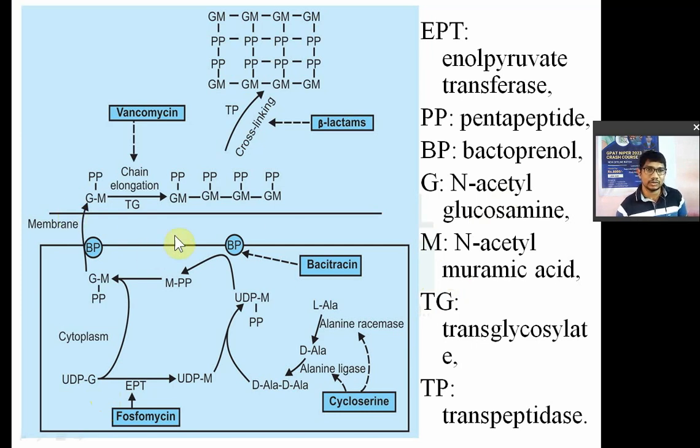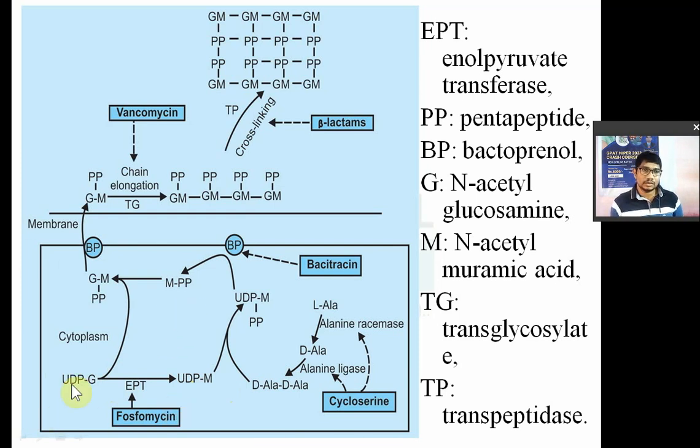So you can see over here, this GM. G means glucosamine and M means N-acetyl muramic acid. Initially during cell wall synthesis, UDP N-acetyl glucosamine is formed in the cytoplasm. Then UDP-M, meaning UDP N-acetyl muramic acid, is joined to UDPG by the enzyme EPT. EPT is the enol pyruvate transferase, which is inhibited by phosphomycin.